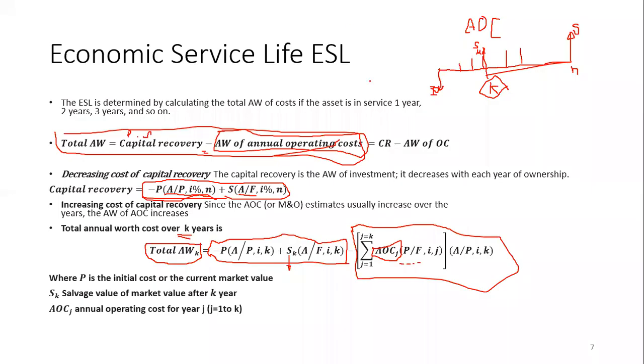Okay, let's continue. So now the total annual worth cost for the year, which we need to estimate, we estimate actually for every year, like for the first year until we reach the lowest annual worth cost. Let's see.